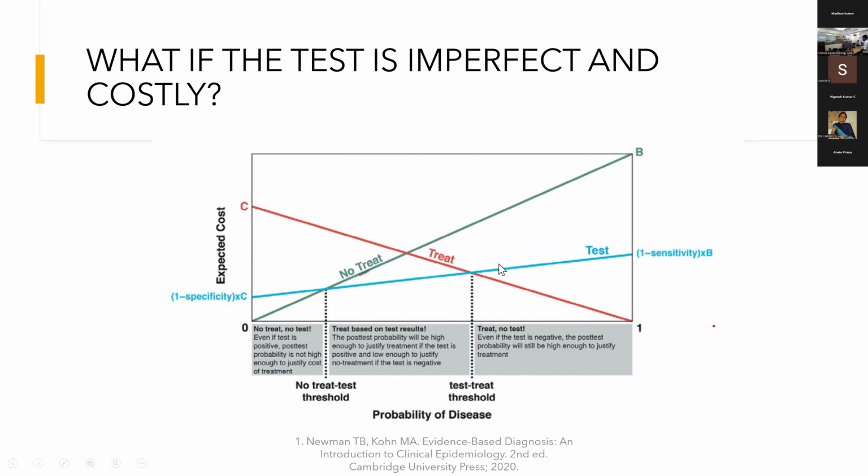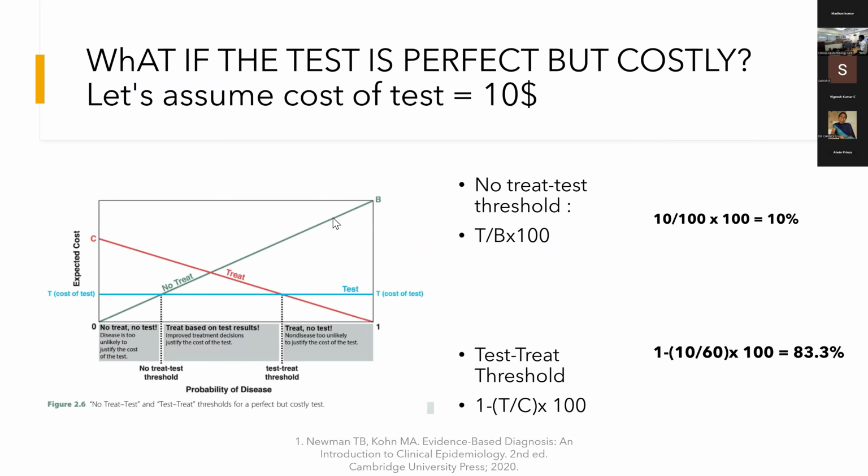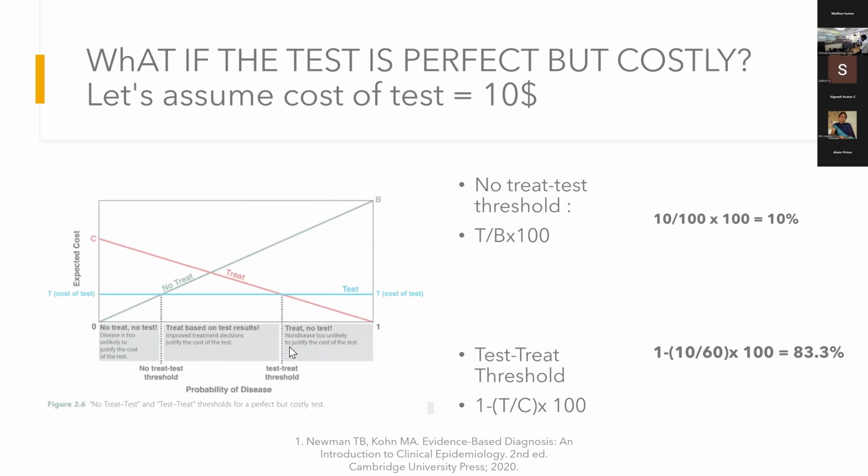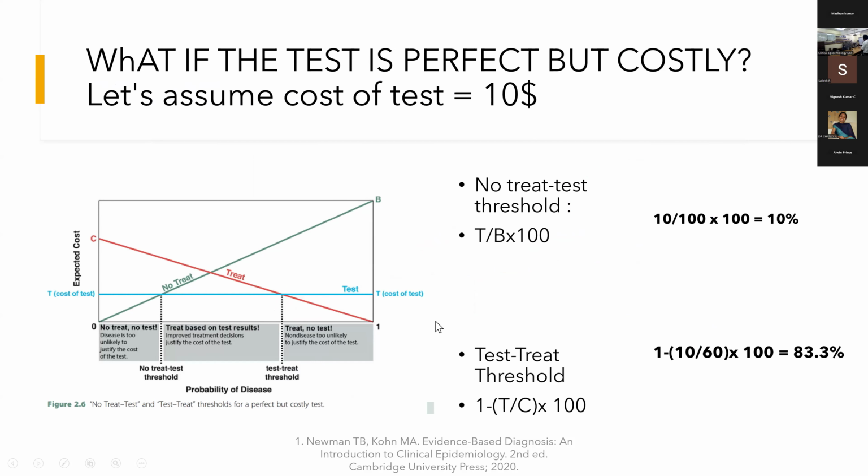Okay. Next, coming to another scenario where we have an ideal test which has 100% sensitivity and 100% specificity, but it is a very costly test. Will you test the patient or will you not test the patient? How do you decide in that scenario? Here, if you had to put the specificity and sensitivity values, we can see that the values will automatically become 0.